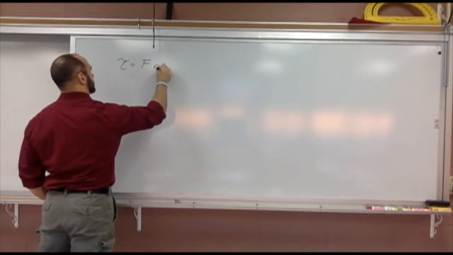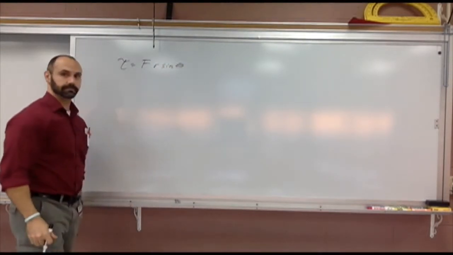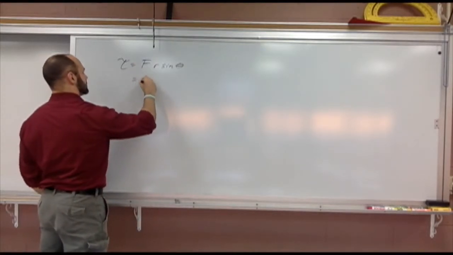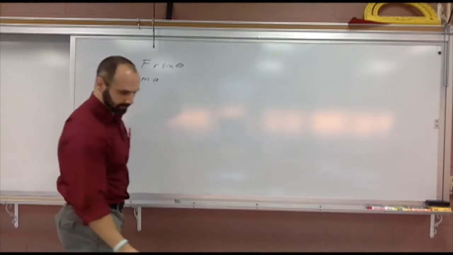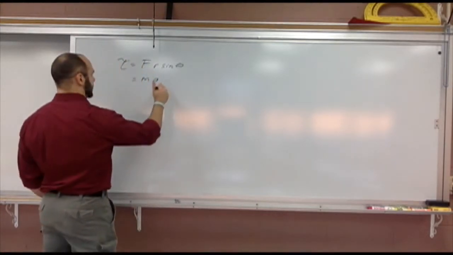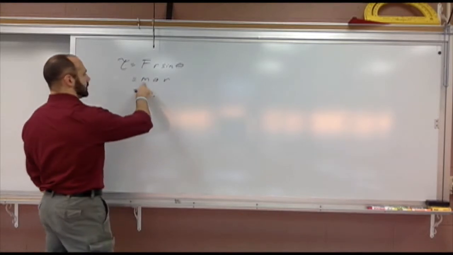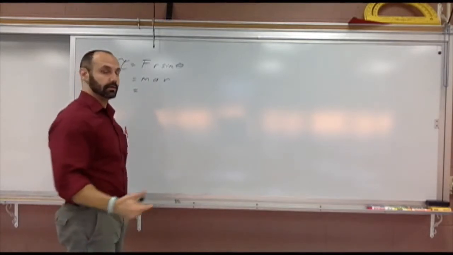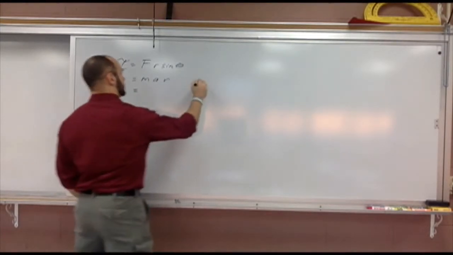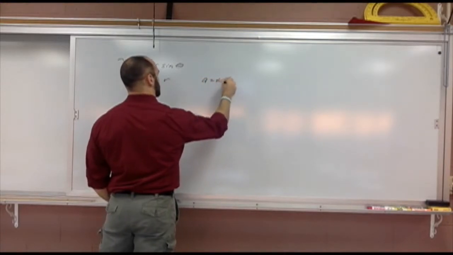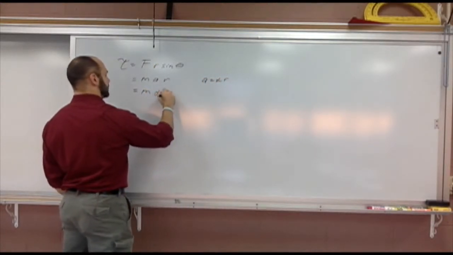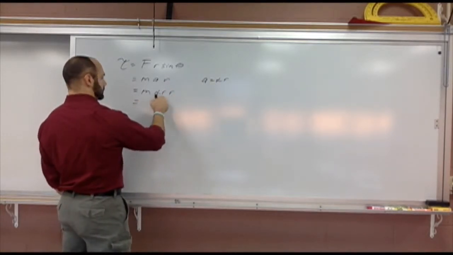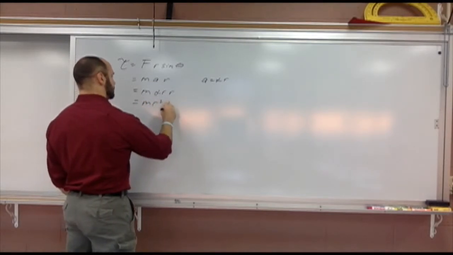Torque is F r sine theta. We know F is ma, so it's m a r. But a is alpha r, so this is m alpha r times r, and then we combine these and I get m r squared times alpha.